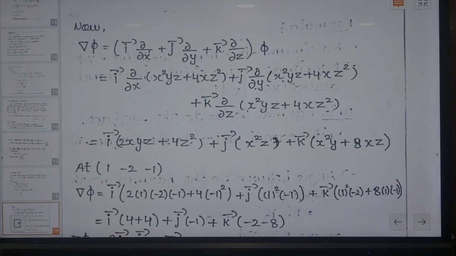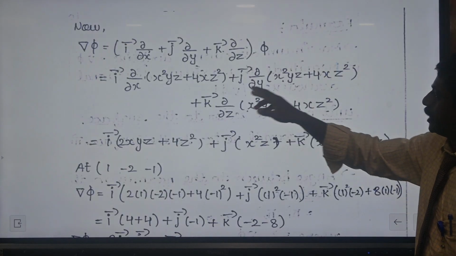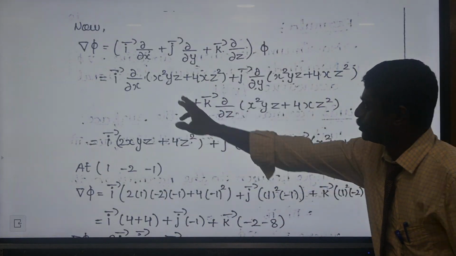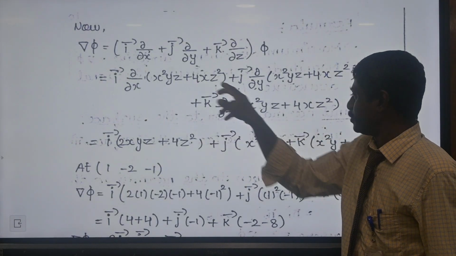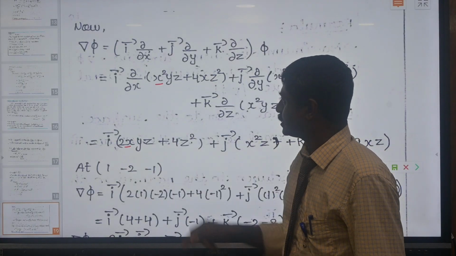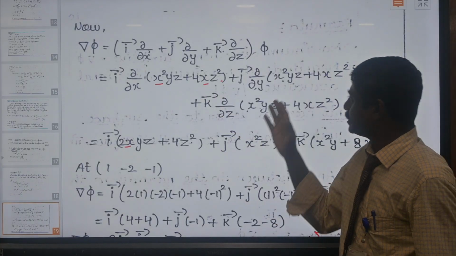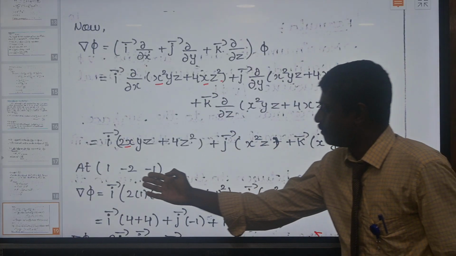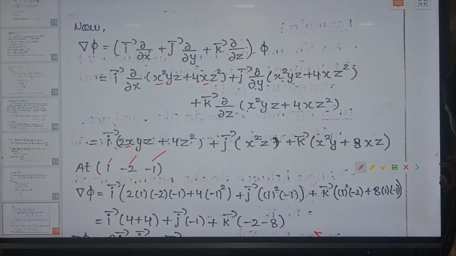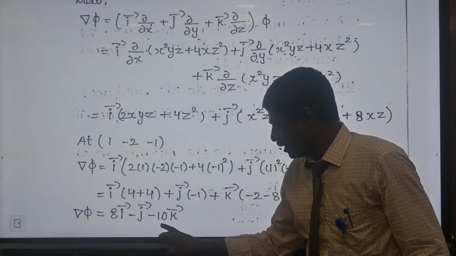And next, find the del pi. Just use the del pi formula, and pi is already fixed. You can differentiate partially with respect to x. Just explaining only one term: with respect to x, x square differentiation is 2x, y is a constant, and x differentiation is 1. Similarly for y, similarly for z. Now at the given point, we substitute x, y, z. If we substitute, we get 8i vector minus j vector minus k vector.